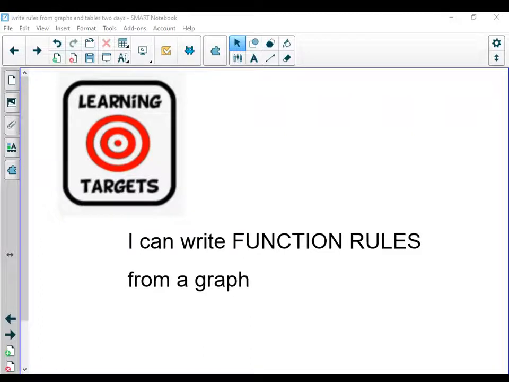Write function rules from a graph. Do you see it?